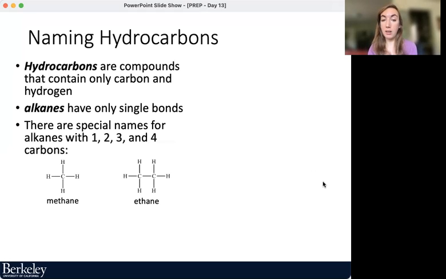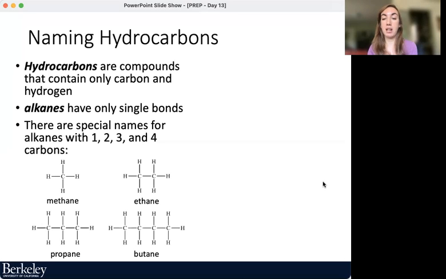Ethane has 2 carbons, propane has 3 carbons, and butane has 4 carbons. I seem to remember when I first took chemistry, I had a friend named Megan, and so we called it "Megan eats peanut butter" to go 1, 2, 3, 4, whatever works for you. You don't need to memorize these right now, but these are just special words for the alkanes that have 1, 2, 3, and 4 carbons.